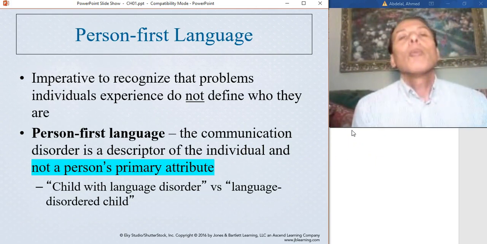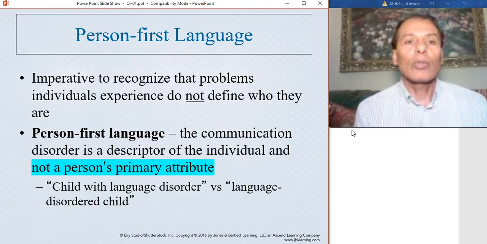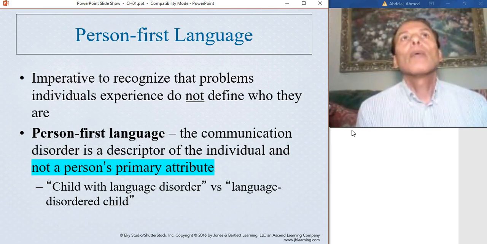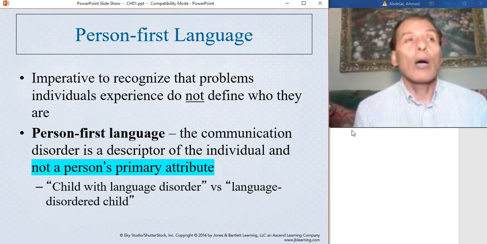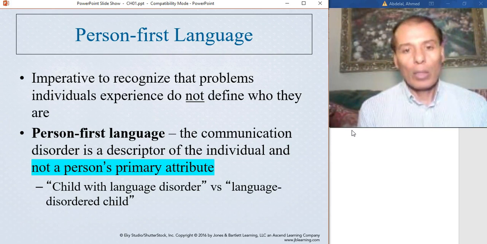What do you mean by saying person-first language? This doesn't have to do with native language or second language. Notice the hyphen in between, person-first language. In other words, terminology is important. Instead of saying, for example, you would hear in the past, at least maybe even now, some people say autistic individual, or I work with autistic children. That is not appropriate. Some people say I work with manic depressive patients.